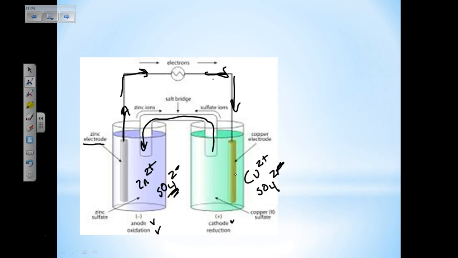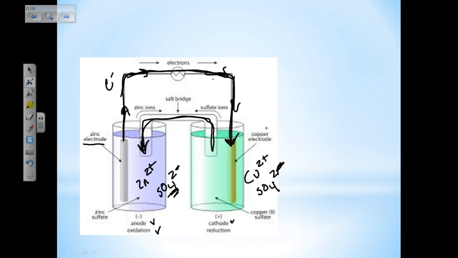Another way to look at it: what's the charge of an electron? Electrons are negative, so we have all these negative charges flowing out this way. What we need to make sure happens is that negative charges go this way so that they can balance out. If we have too many negative charges here, they'll build up and bad things will happen. So we want to make sure that the negative charges from the sulfate come over to this side. That's what the salt bridge does.